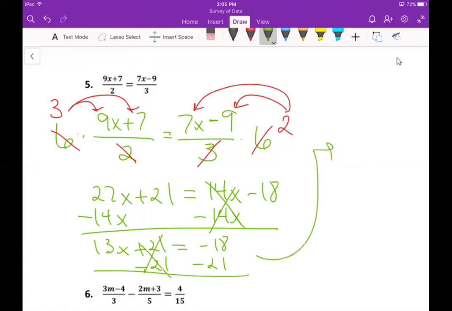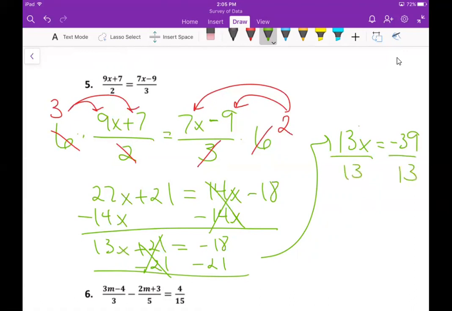Bringing that up here, we have 13x equals negative 18 minus 21, which means we need to add those numbers together, so that's negative 39. And then we have 13 times x, so we will divide by 13 to make that a 1 and cancel it away. x will then equal -3 when you take -39 divided by 13.